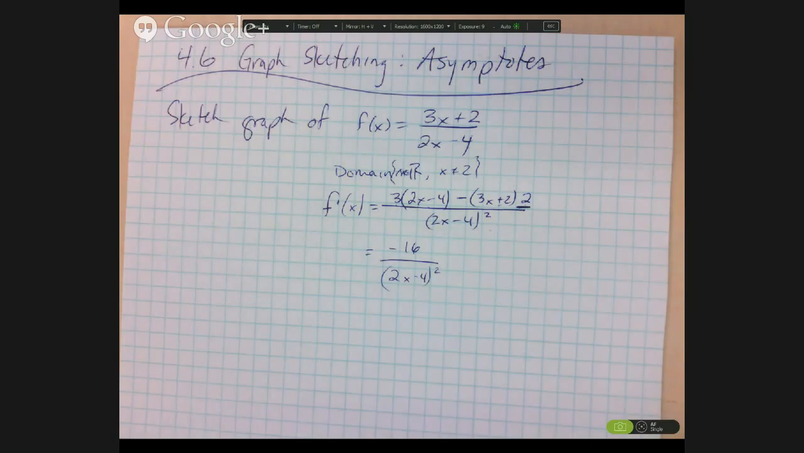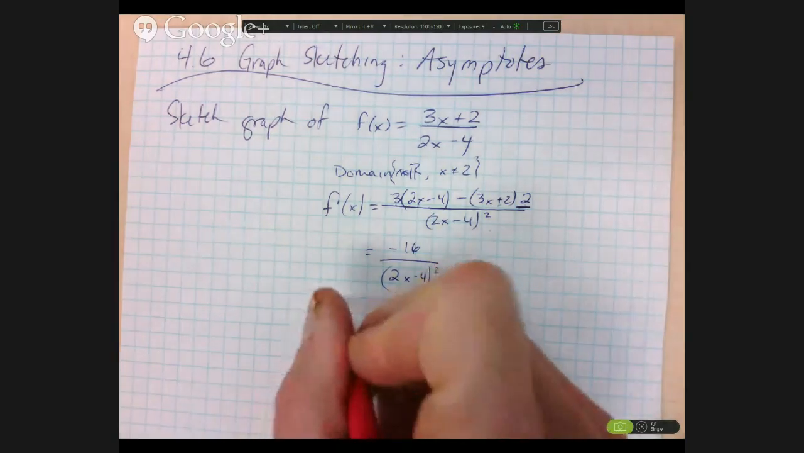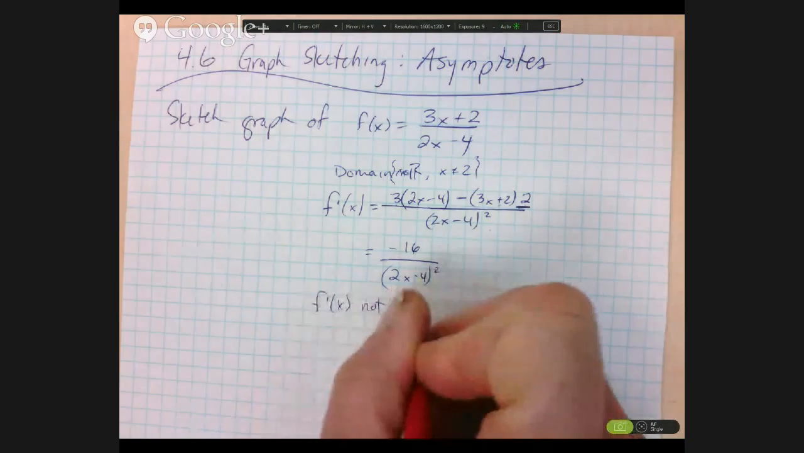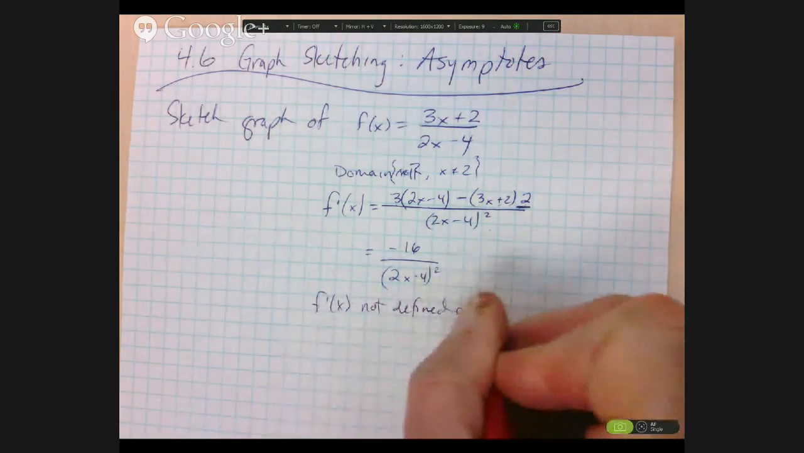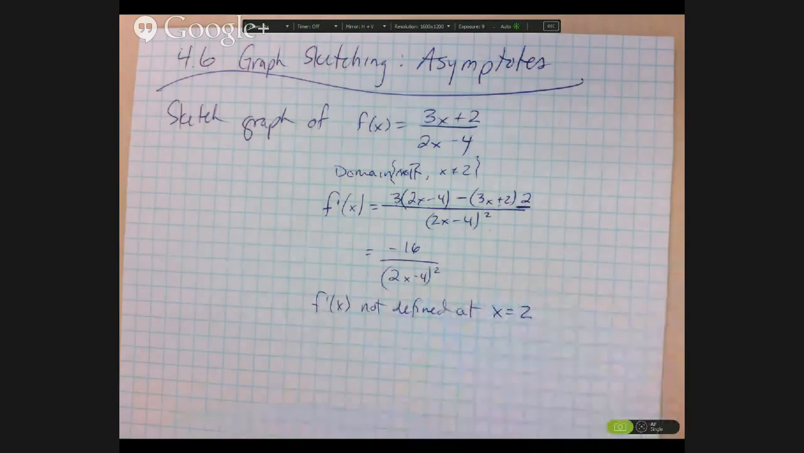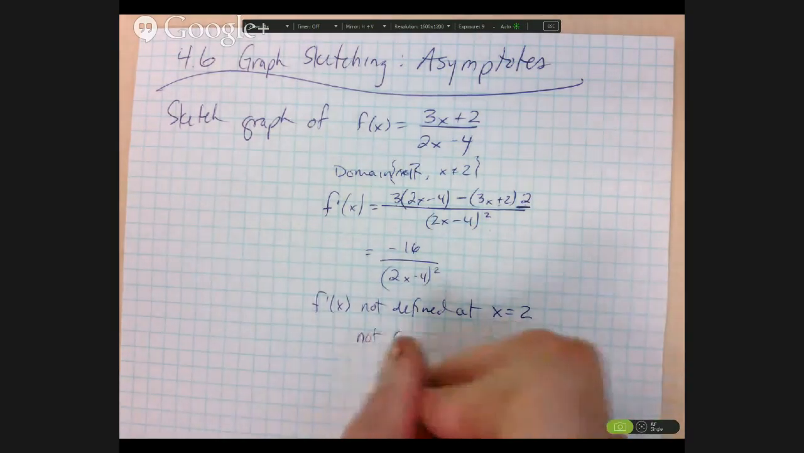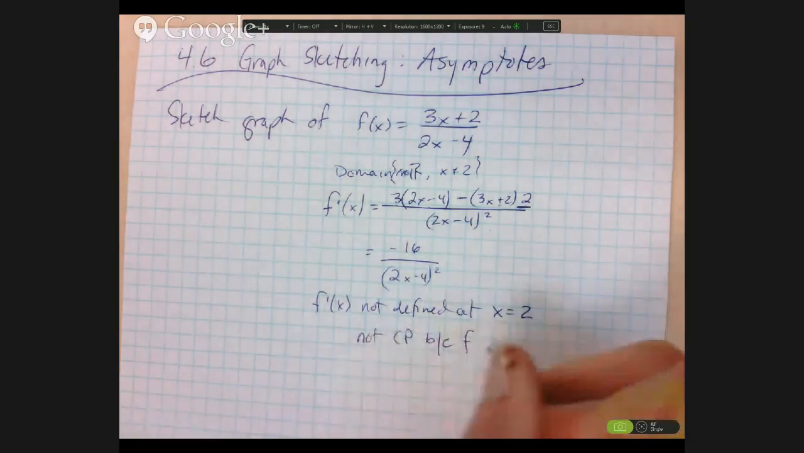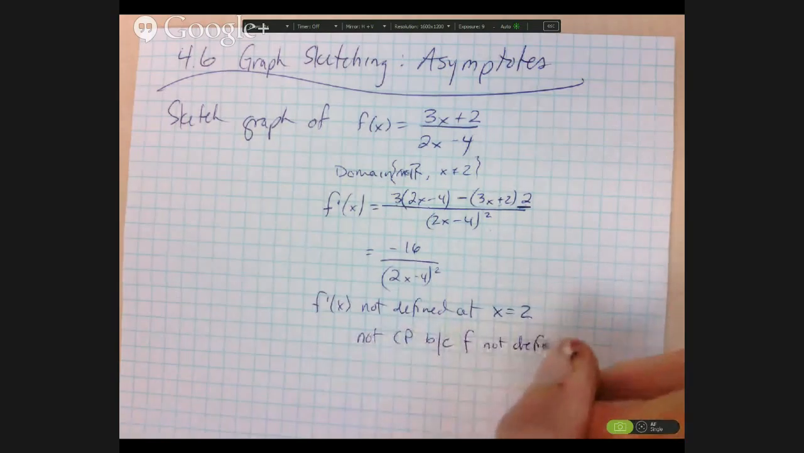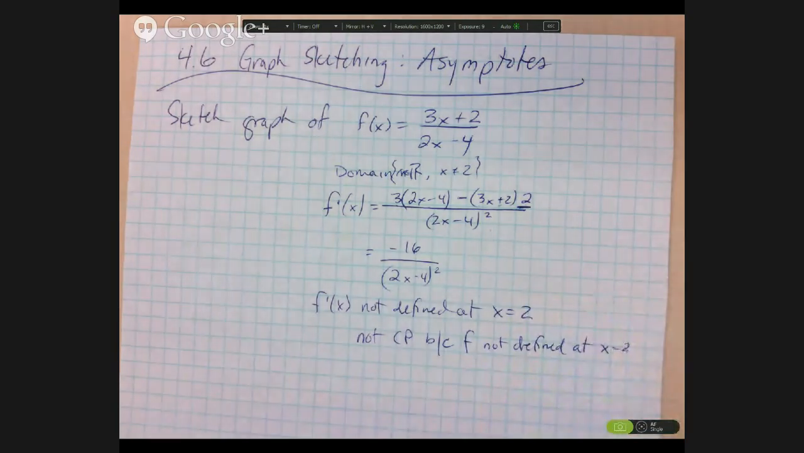So where is f prime of x not defined? 2. Right. Okay. But can we call that a critical point then? No, it's not defined there. Good. Not a critical point because f is not defined at x equals 2. So you have to be careful there.